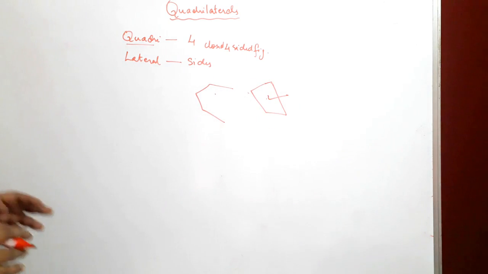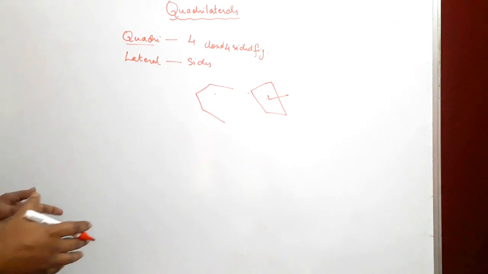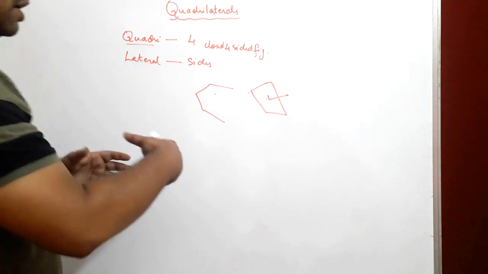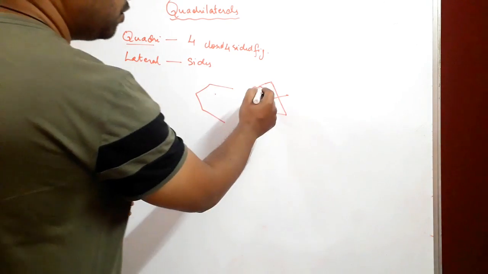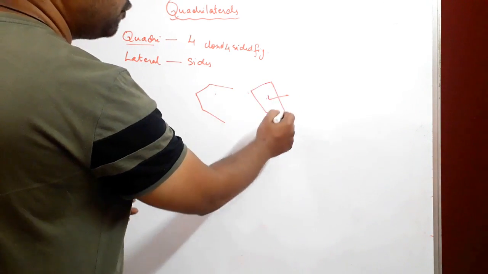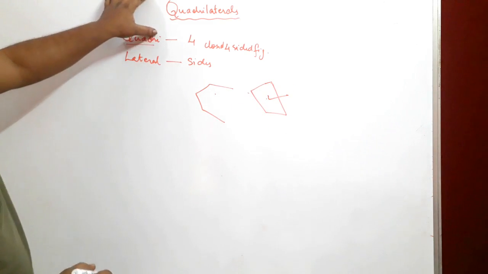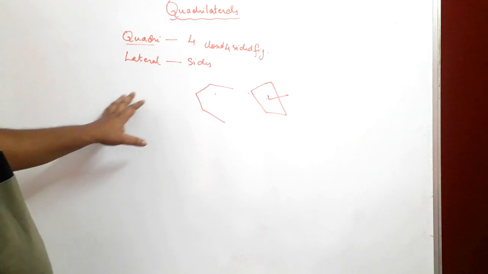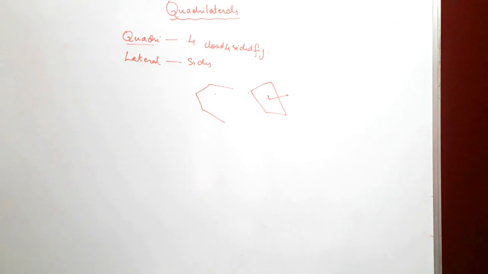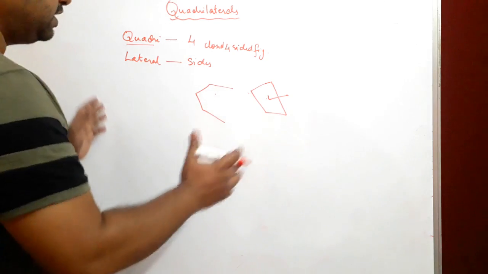What is a polygon? Polygons are closed figures with many sides, more than one side. Over here we have four sides, so it's four-sided, and it is a closed figure. Only then we call it a quadrilateral. So quad means four and lateral means sides. Now we'll draw a quadrilateral and see what a quadrilateral actually has.